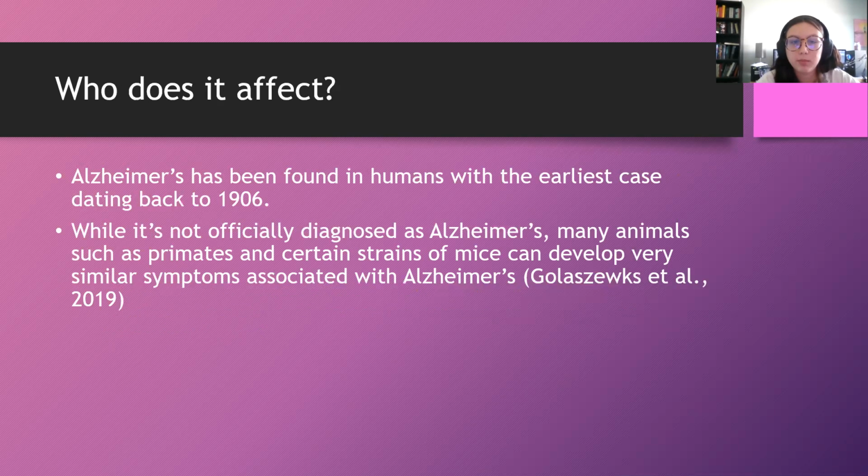Who does it affect? It's been found in humans with the earliest case in 1906. And while it's not officially named Alzheimer's in animals, primates and certain strains of mice can develop symptoms really similar to Alzheimer's.